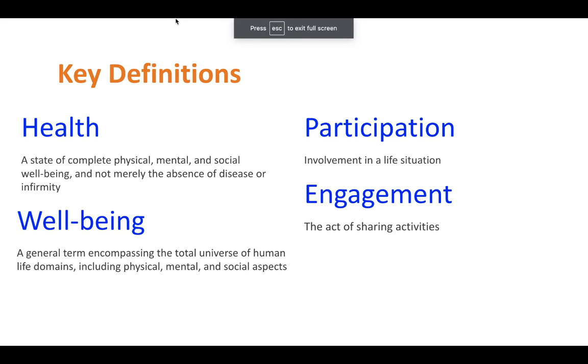Okay. The last thing that I want to talk about, before we get into occupations, are the key definitions. Health is a state of complete physical, mental, and social well-being. It's not merely the absence of a disease or infirmity. This is a key description that is found in the OT practice framework. I haven't made any of these up.